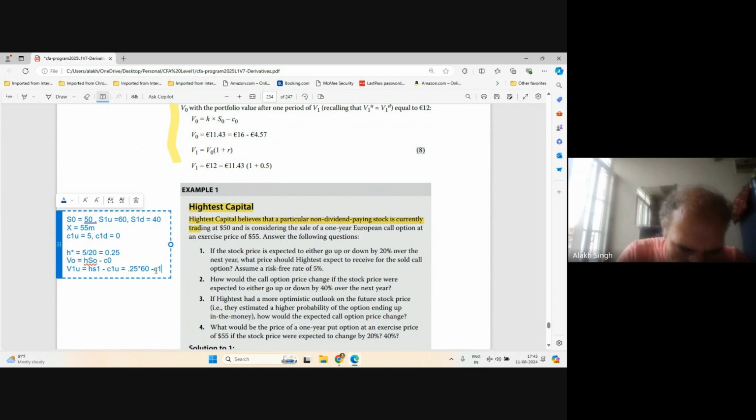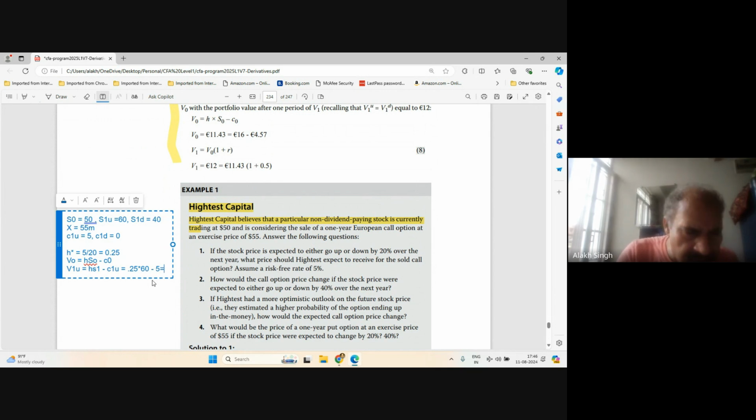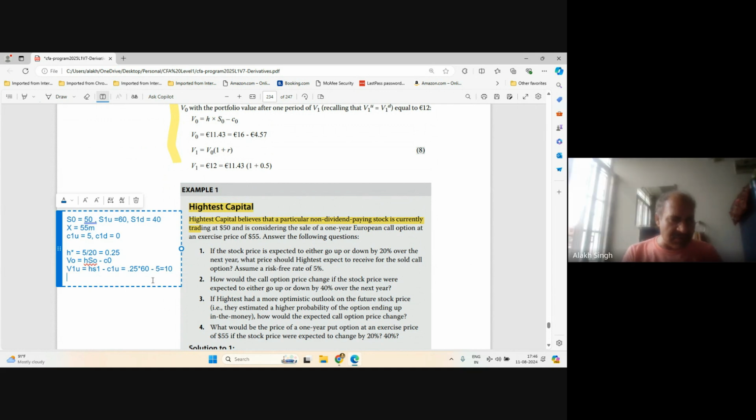We know C1U, it is 5. So this is equal to 10. V1D should also be 10; I already calculated it, so V1D is also 10. Now, what will be V0 at the risk-free rate of 5%?